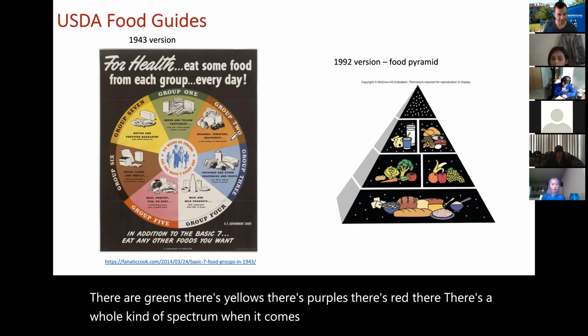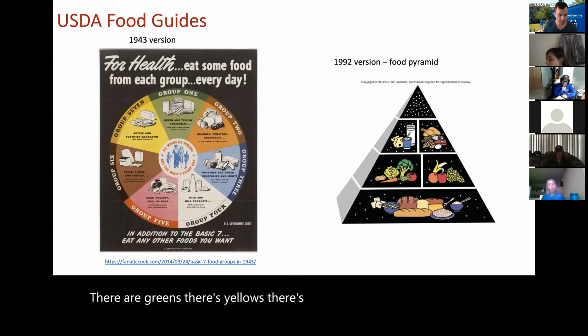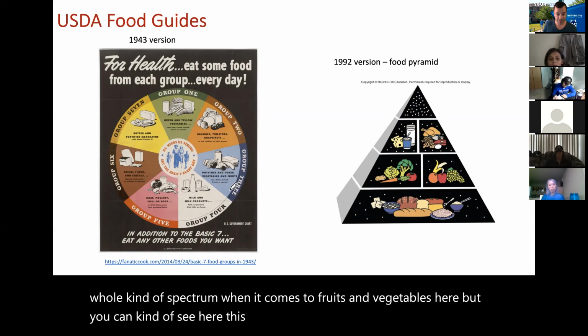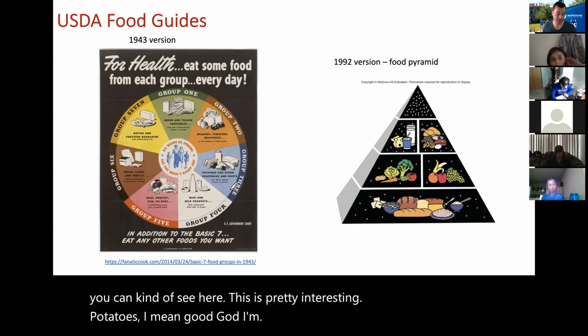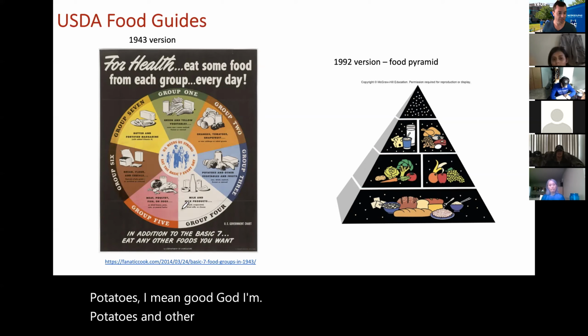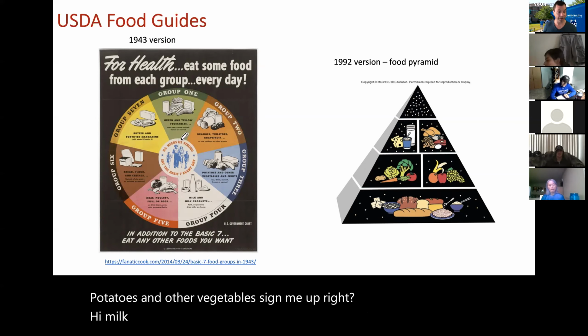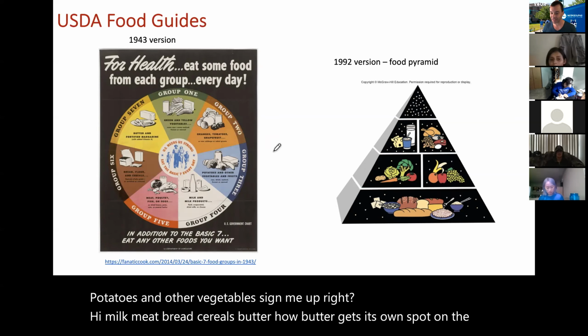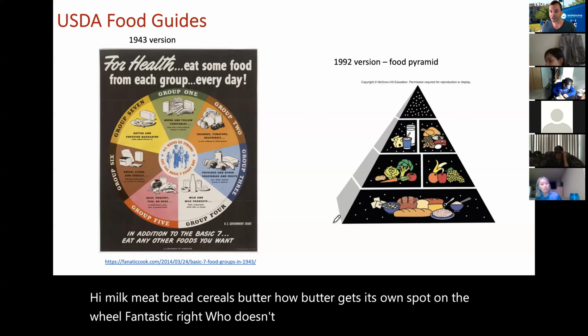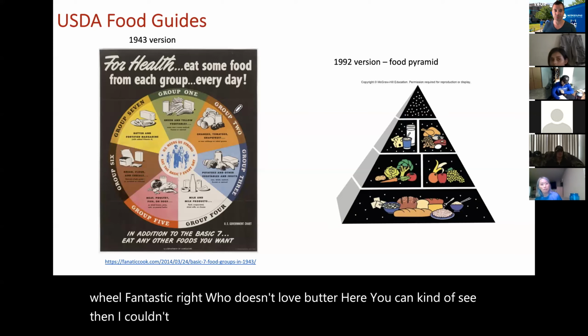But you can see here, this is pretty interesting. Potatoes, I mean, good God, potatoes and other vegetables. Sign me up, right? Milk, meat, bread, cereals, butter. Hell, butter gets its own spot on the wheel. Fantastic, right? Who doesn't love butter? Here you can see, then I couldn't really find any versions between 43 and 92.